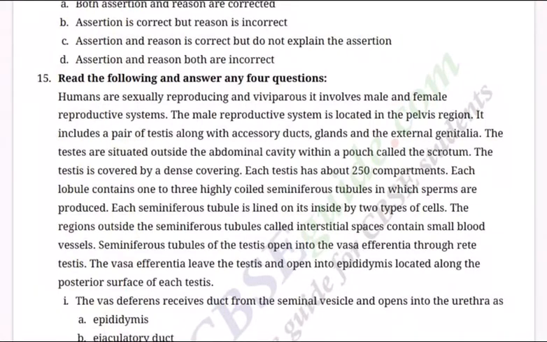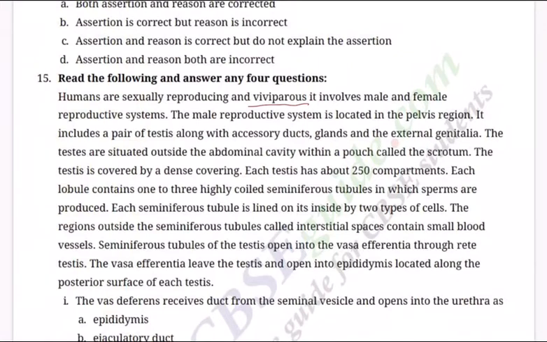Humans are sexually reproducing and viviparous. Remember, it involves male and female reproductive systems. The male reproductive system is located in the pelvic region. It includes a pair of testes along with accessory ducts, glands and external genitalia. The testes are situated outside the abdominal cavity within a pouch called scrotum.